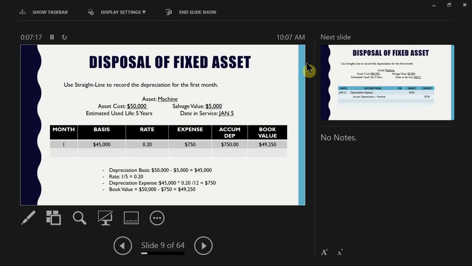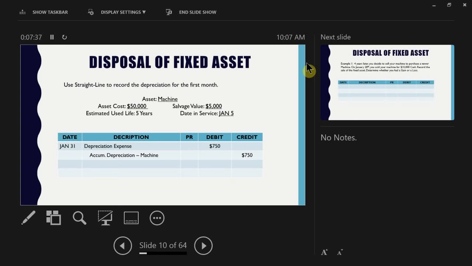So that means for the month of January, I'm going to depreciate it, right? Because I started on January 5th, that means I must depreciate it for the month of January. So therefore, I've depreciated $750, which brought my asset book value to $49,250.